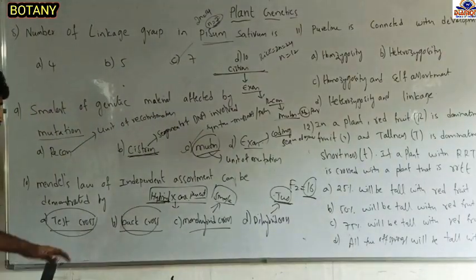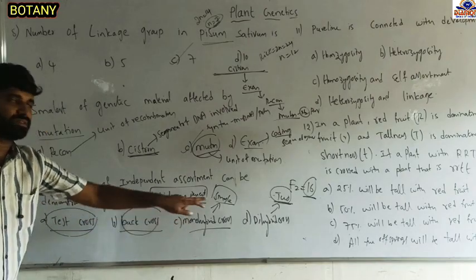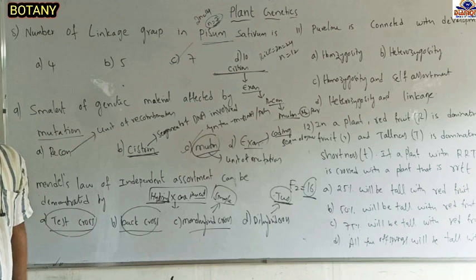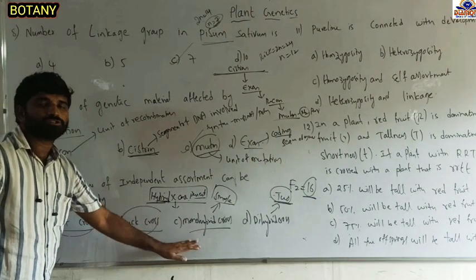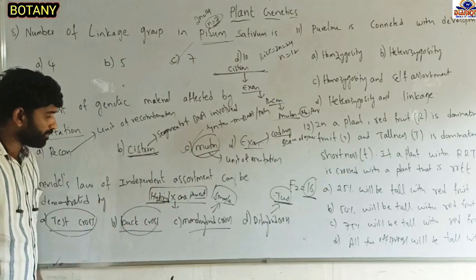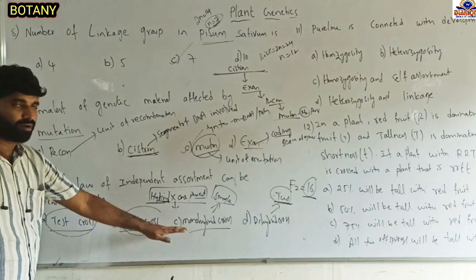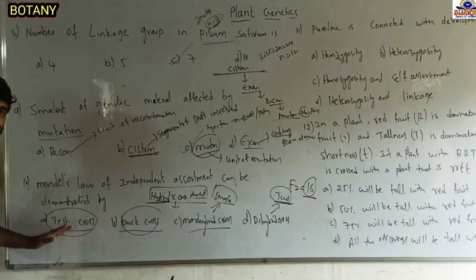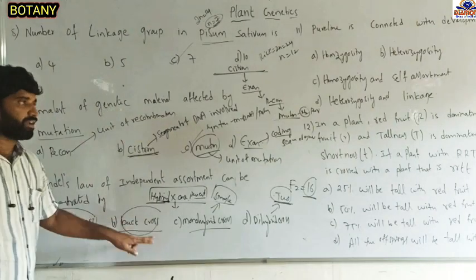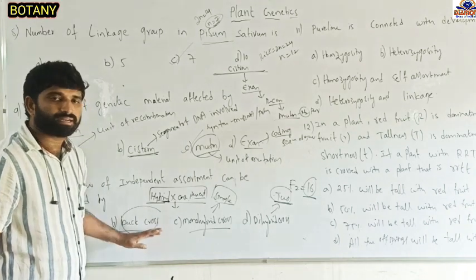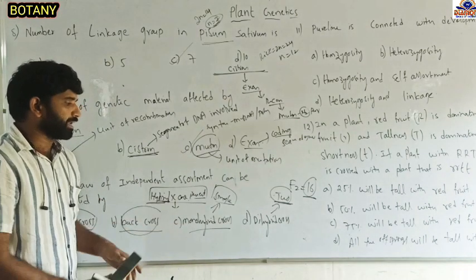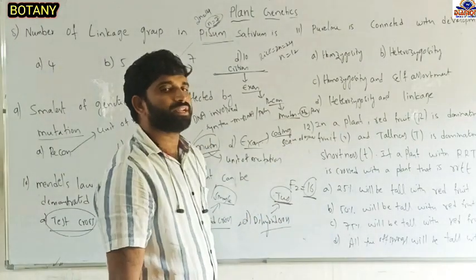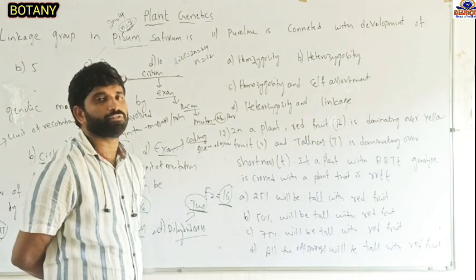Now, test cross, back cross, monohybrid cross, and dihybrid cross. Test cross, back cross, and monohybrid cross do not show independent assortment. Monohybrid cross shows the law of dominance, test cross detects the genotype of the unknown parent, and back cross increases the parental characters. The remaining one, dihybrid cross, shows the law of independent assortment at the time of formation of the F2 generation.